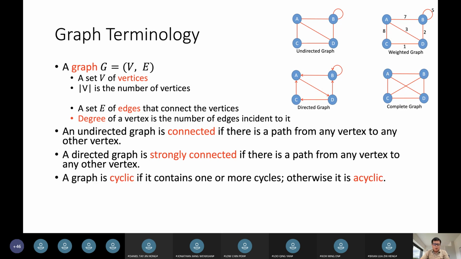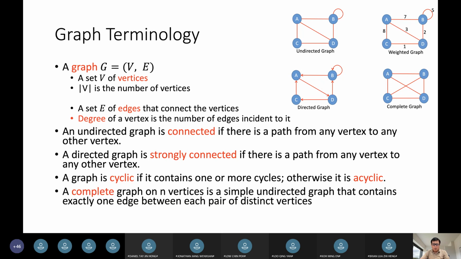And we also call a graph cyclic if it contains a cycle. Okay, one or more cycles. Otherwise, it is called acyclic. That means no cycle in any route. Okay. And we also have what we call a complete graph. A complete graph is one where every vertex is connected to all the other vertices. So they are called a complete graph. Okay. So for example, we have the complete graph here. So A connects to B, C, D, B connects to A, C, D, something like that. Okay.